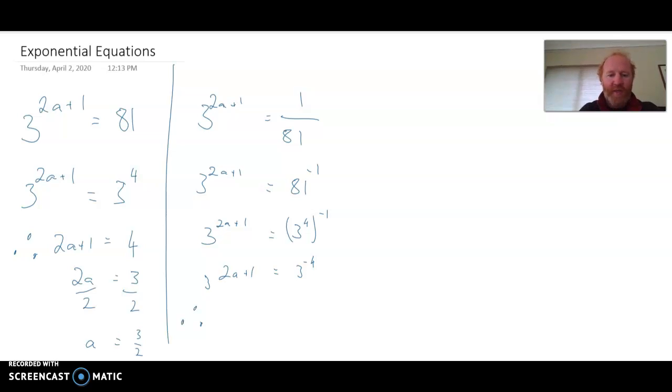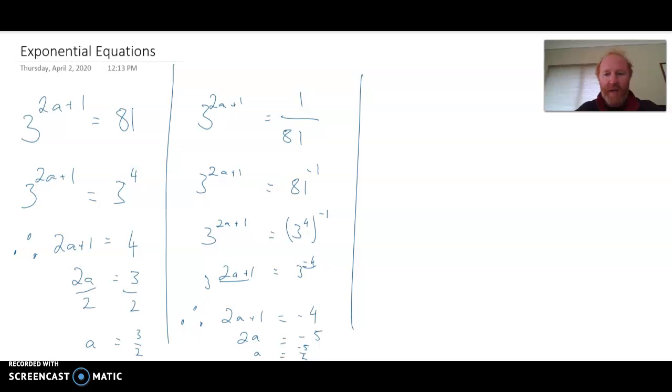And I can once again compare my indices directly now that I've got the bases exactly the same. 2a plus 1 equals negative 4. And now I'd be taking 1 away from both sides so that 2a is equal to minus 5. And then I'd divide by 2, and I'd have a equals minus 5 on 2.